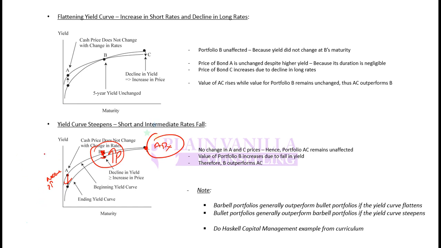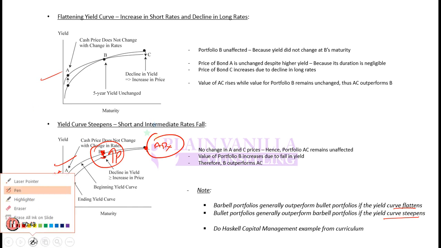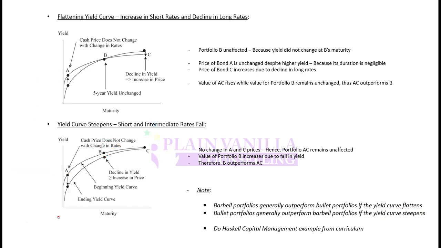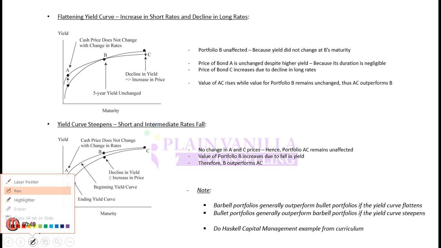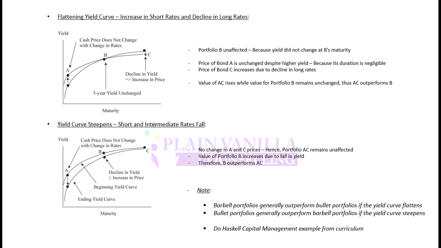So based on the scenario, you should be able to decide what the overall impact will be. Key points to remember are that barbell portfolios generally outperform bullet portfolios if the yield curve flattens. Bullet portfolios generally outperform barbell portfolios if the yield curve steepens, as you saw here and here. And then there is a case in the curriculum, Haskell Capital Management. Just go through it. That is a detailed example applying all these concepts.